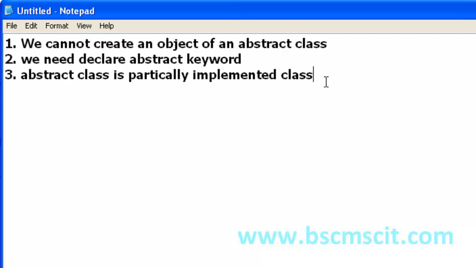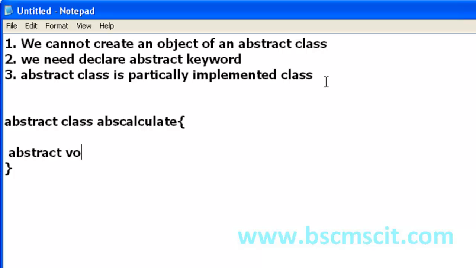For example, let's say we have an abstract class ABS calculate, and an abstract method, abstract void method1. Now this method cannot provide any implementation because it is declared with the abstract keyword.